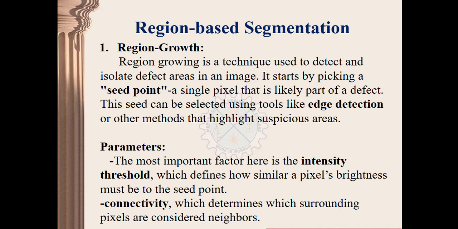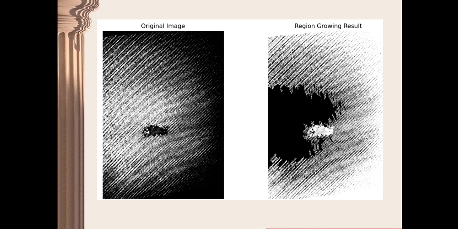The parameters that we use for region growing are the intensity threshold, which defines how similar pixel brightness must be when compared to the seed point, and connectivity, which determines which surrounding pixels are considered neighboring. And this is the output that we have got for the region growing result.